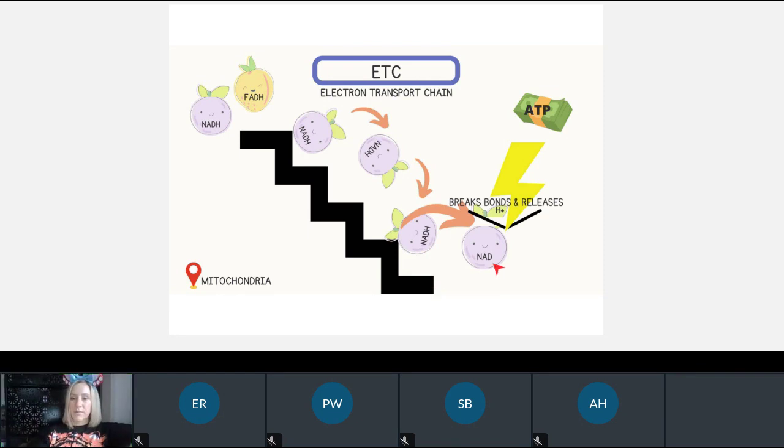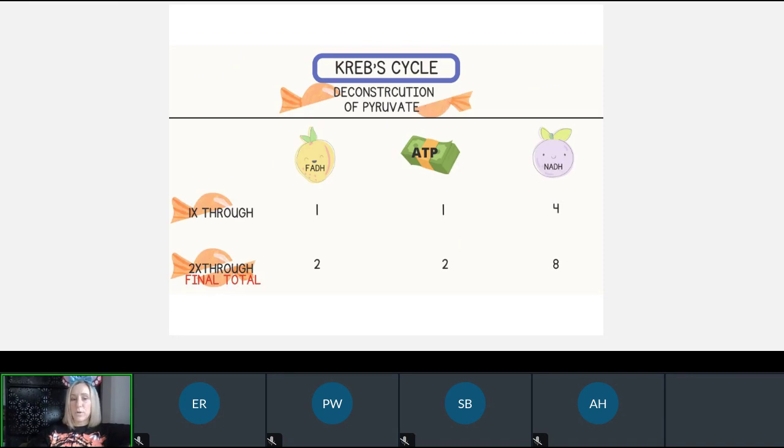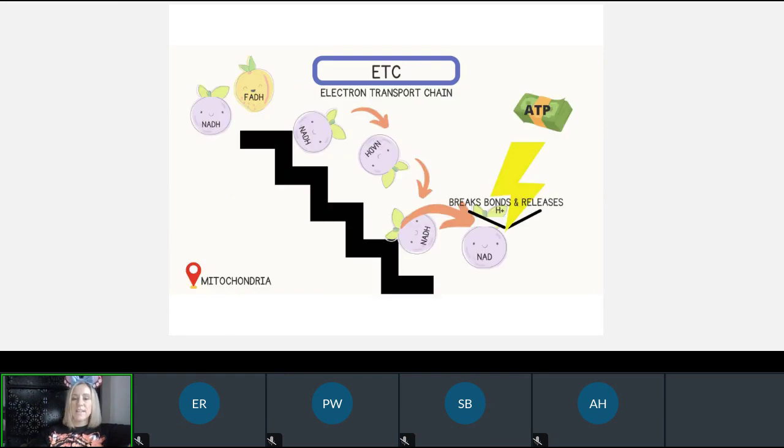If you remember, how many NADH and FADH did we have total? At the end of the Krebs cycle, we had 8 and 2. So those are going to be taken with us. All 10 of those are going to be taken to the electron transport chain with us to be broken. All right.